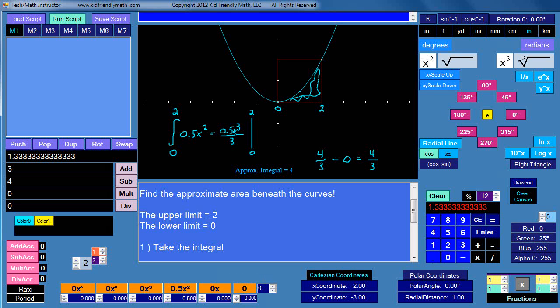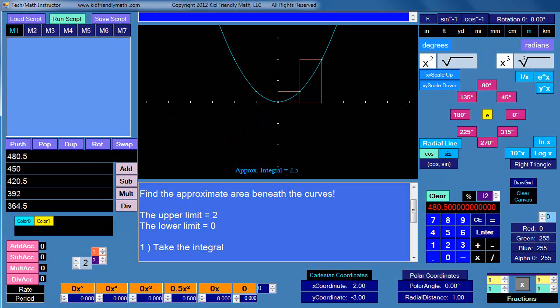So we'll just change the number of rectangles here. Now it says the approximate integral is 2.5. Well, we know it's 1.333, but let's add a bunch more rectangles. I'm up to 15, 27, 39, and you can see the approximate integral is getting down there. I'm up to 171, 235, 367, 451, 500 rectangles now.